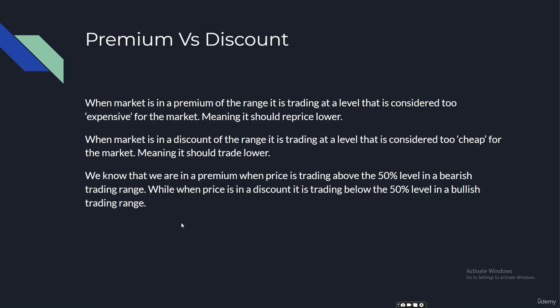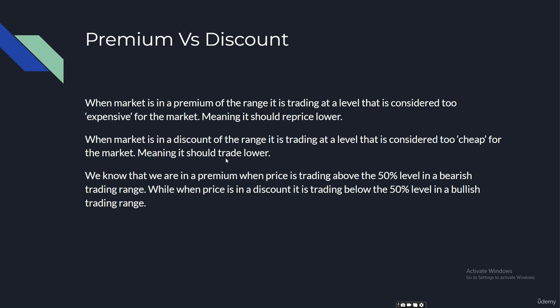And the importance of the range is that there's premium versus a discount. So when market is in a premium of the range, it's trading at a level that is considered too expensive for the market, meaning it should reprice lower, if, very big if, the underlying bias is bearish. Or when market is in a discount of the range, it's trading at a level that's considered too cheap because it's a discount, meaning it should trade lower if the market bias is bearish.